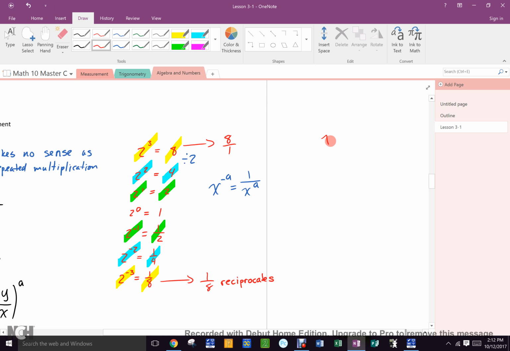What would x squared be if I divided it by y to the third?